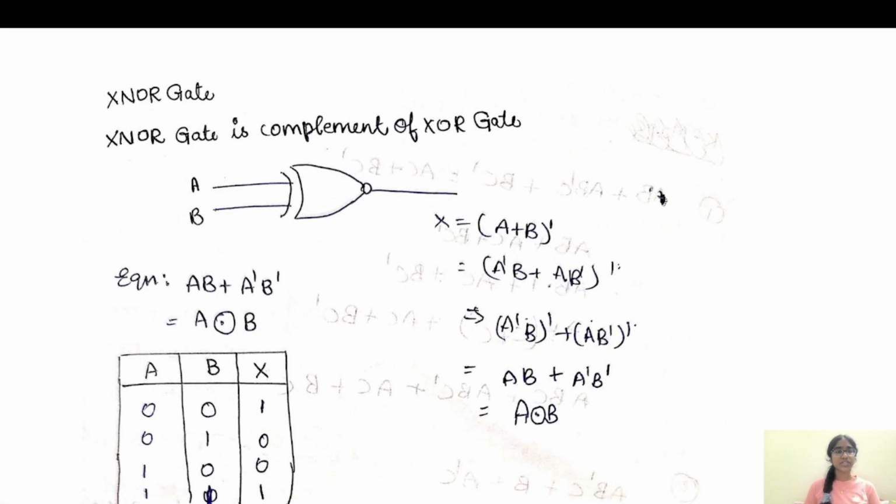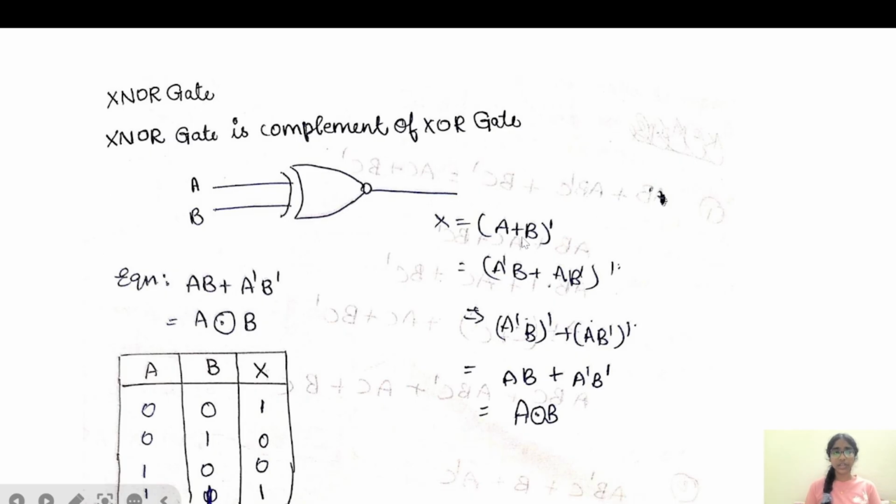Next, we have XNOR gate. XNOR gate is complement of XOR gate. If XOR gate is 0, it is going to give its complement in XNOR gate. Here you can see the representation of this gate. And here is the derivation of the equation for XNOR gate.